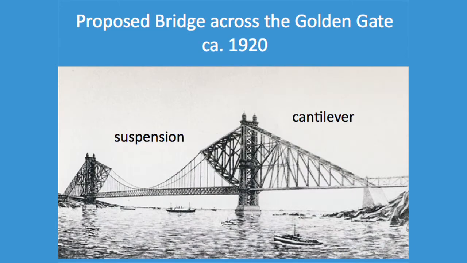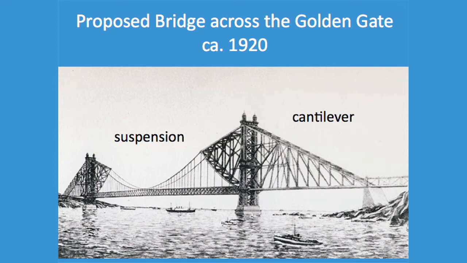application of these concepts. This was the Golden Gate Bridge proposal from about 1920. Now, what is it? It's not a familiar kind of bridge. In fact, it's what we'd call a hybrid. It was part suspension bridge and part cantilever. What is a cantilever? Well, it's basically a big bracket, and you can see that in this slide.